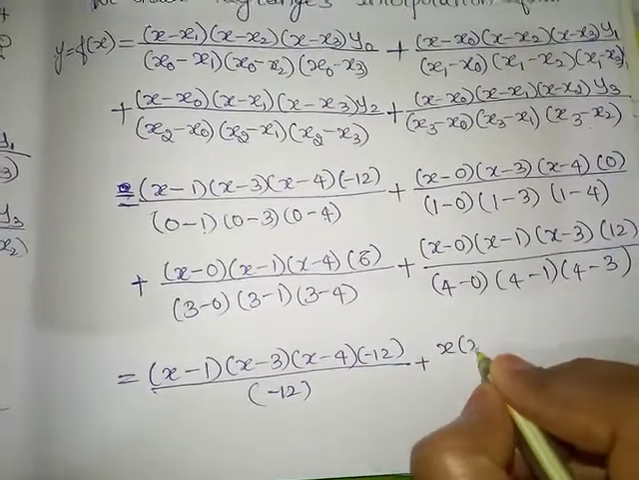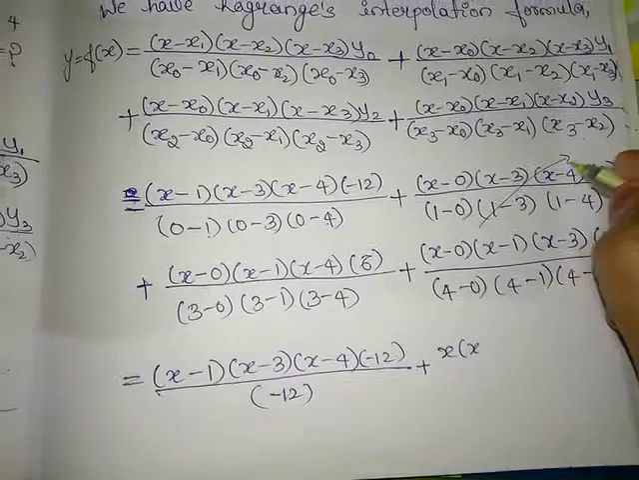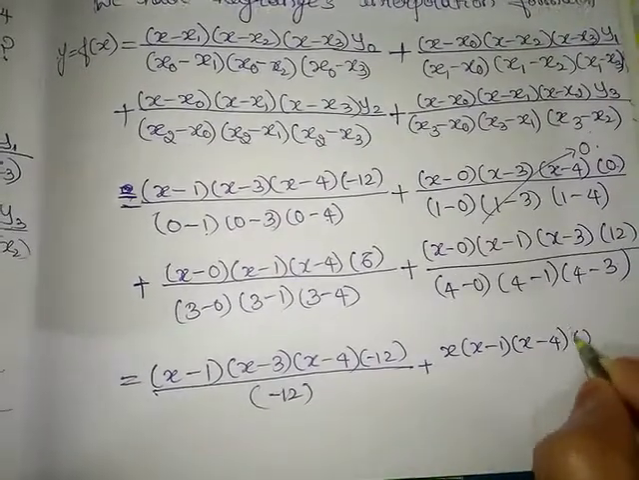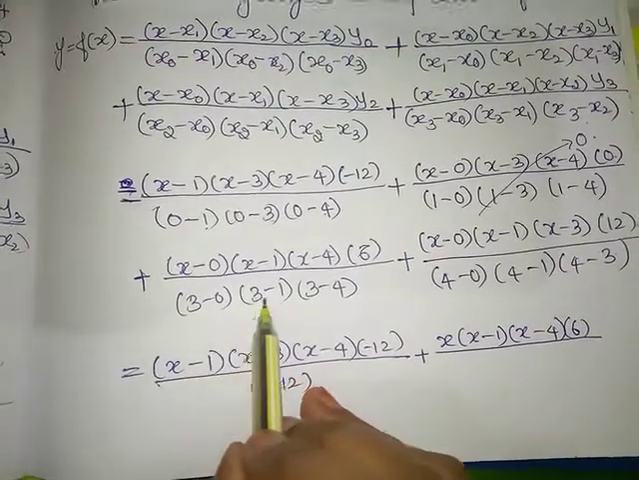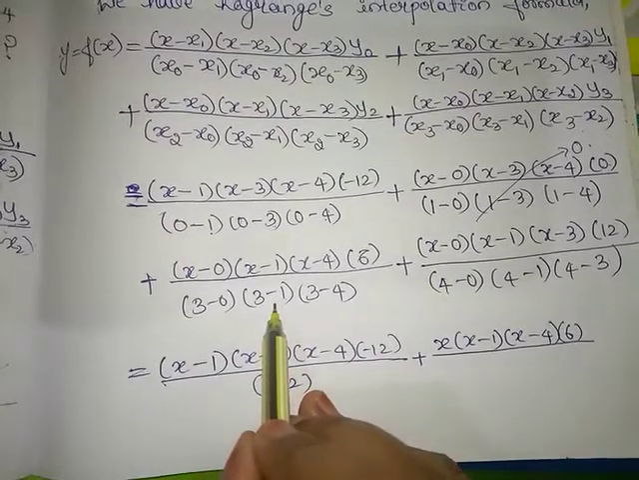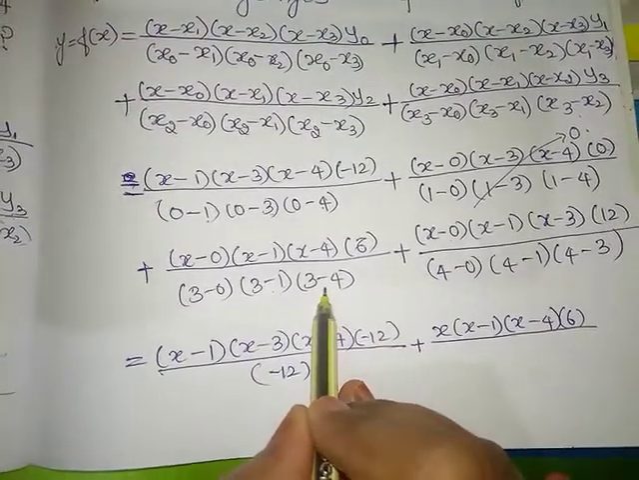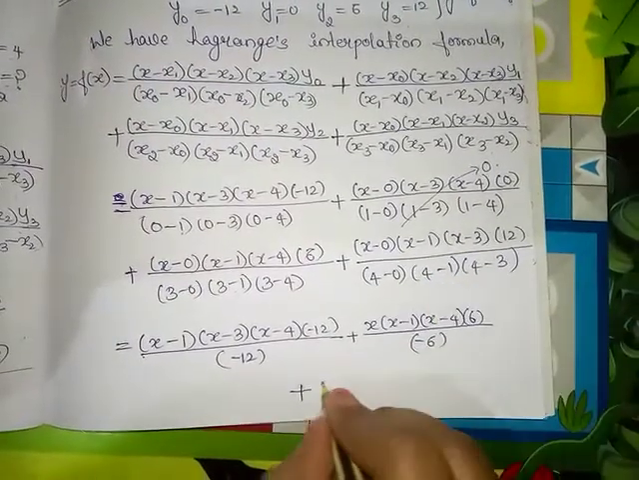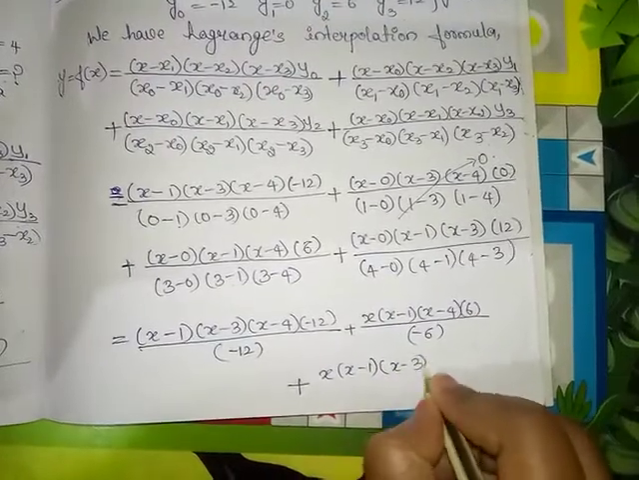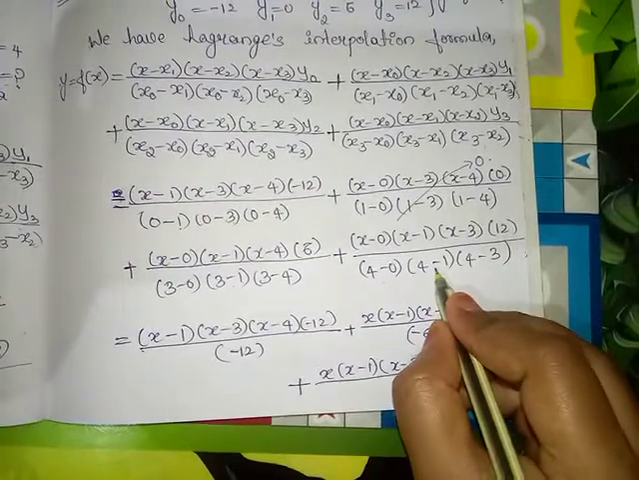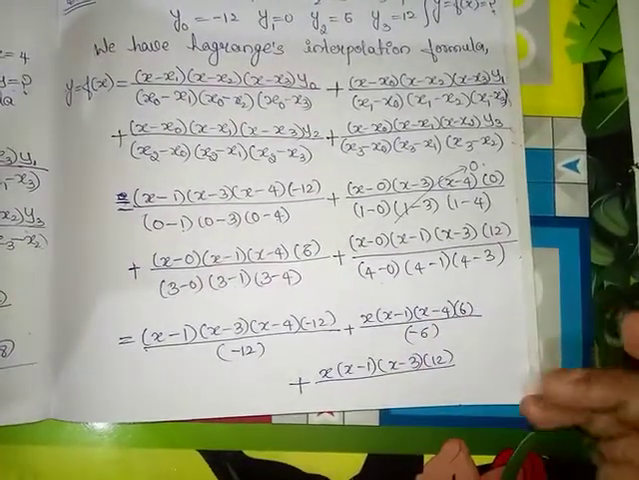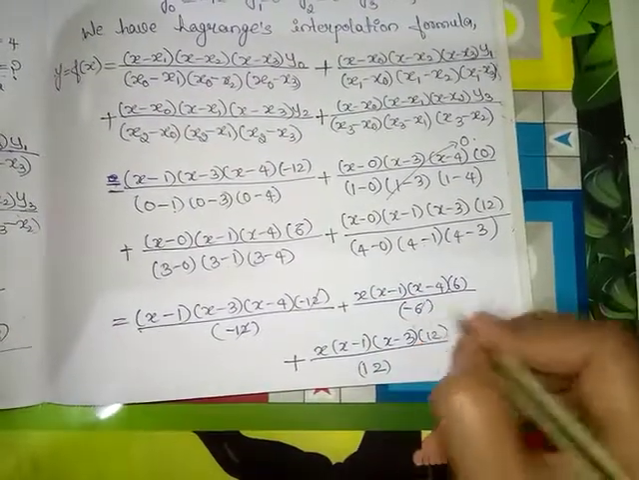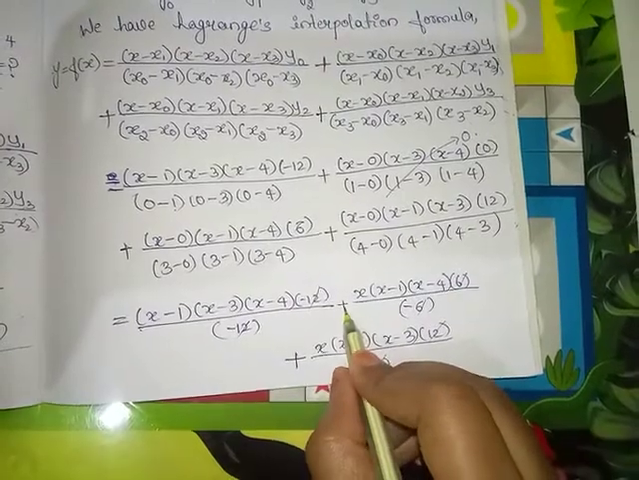plus x into 0 into something, the whole is 0. Here we have x minus 1, x minus 4 into 6, whole divided by, here 3 minus 0 is 3, 3 minus 1 is 2, 3 into 2 is 6, 6 into minus 1 is minus 6, plus I will write the fourth term here, x into x minus 1, x minus 3 into 12 divided by 4 into 3 into 1, which is 12. This minus 12 cancels with this minus 12, 6 cancels with this 6, 12 cancels with this. The next term is in negative sign.